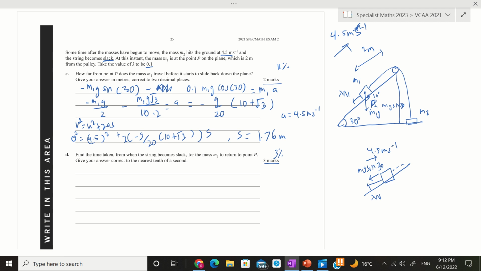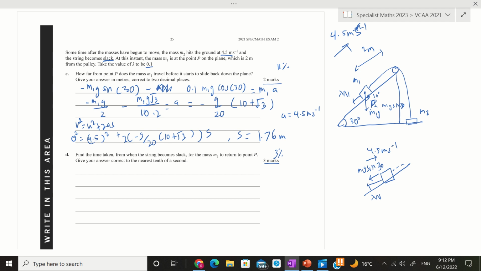Part D now becomes a little bit harder, because there are a few other things we have to worry about. It says, find the time taken from when the string becomes slack for the mass m1 to return to point P. So again, let's just think about what's happening here.